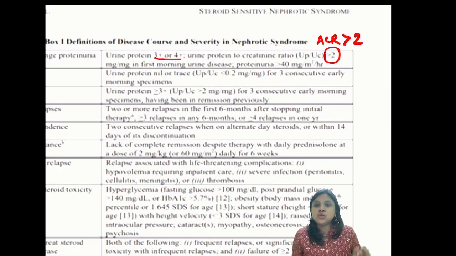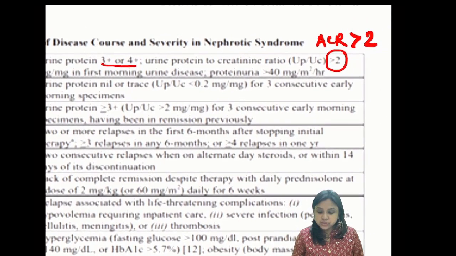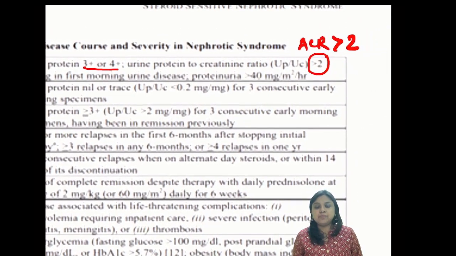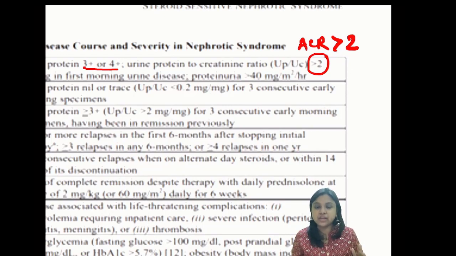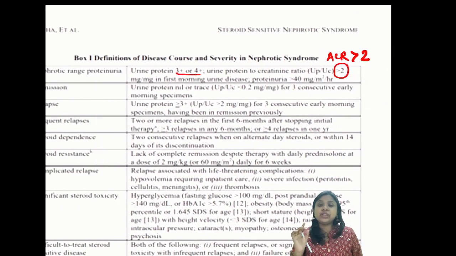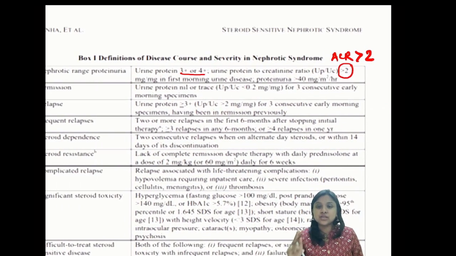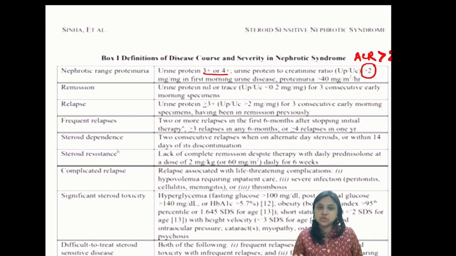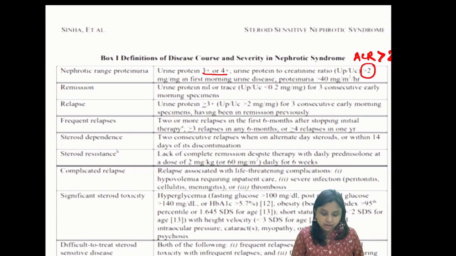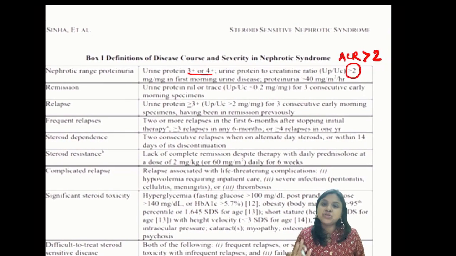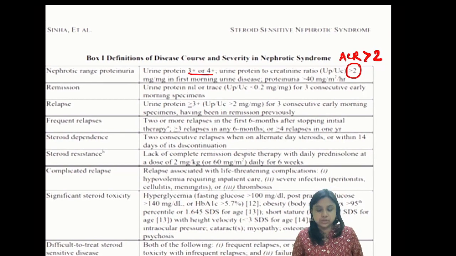And you get the proteinuria more than 40 mg per meter square per hour. So is it visible? More than 40 mg per meter square per hour. So these are the 3 criteria to define massive proteinuria. Next, we need to get this in 3 consecutive morning samples of urine. Next, coming to what is remission, if the urine protein is nil or trace for 3 consecutive early morning samples.